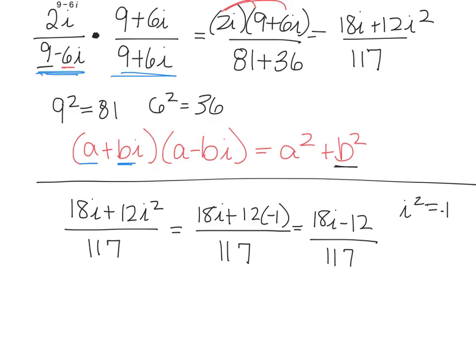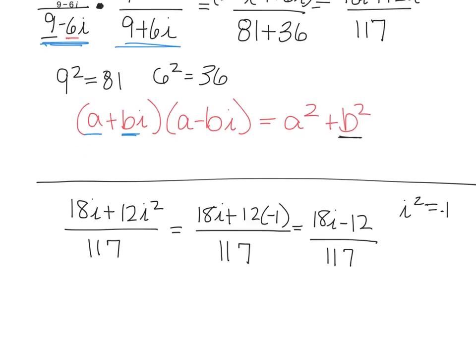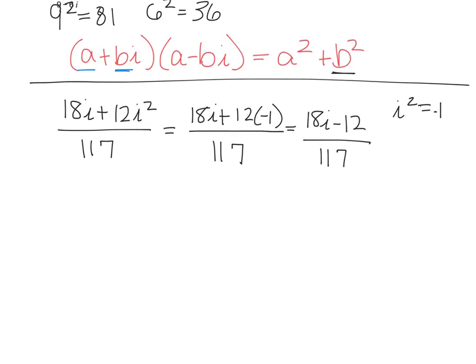Now I have my answer, but I want to simplify this a little further. In order to do that, I'm going to rewrite this so that each term in the numerator is under the denominator. So I'm going to separate it. So I have 18i over 117 minus 12 over 117. Now I want to look at my coefficients in my numerator and denominator to see if I can reduce it by dividing by a common number.